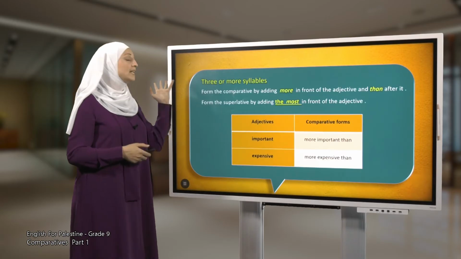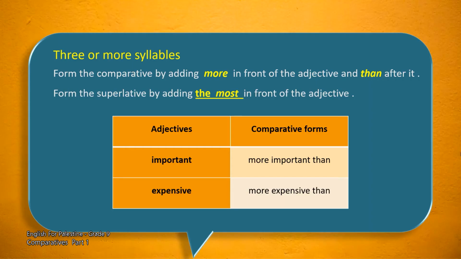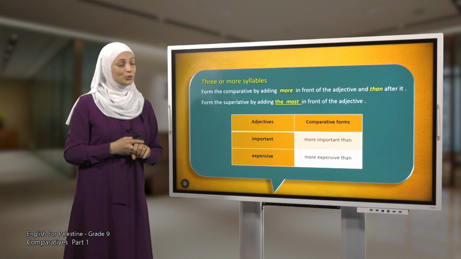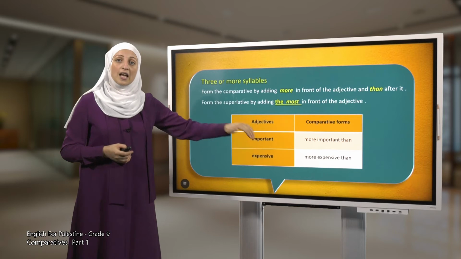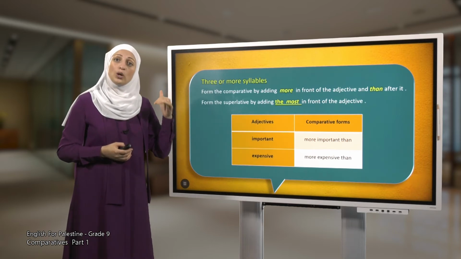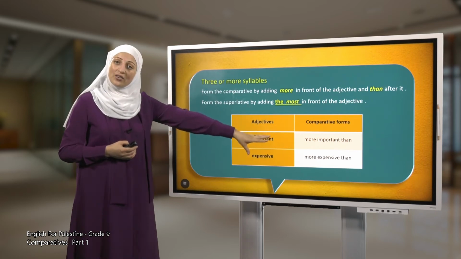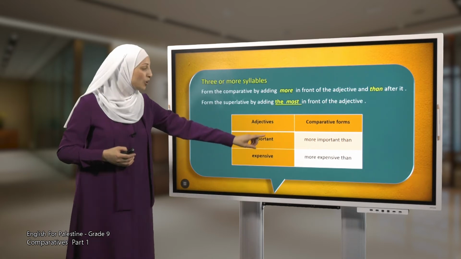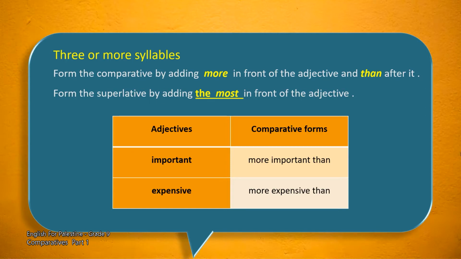Okay, now let's study adjectives with 3 or more syllables. If you have adjectives with 3 or more syllables, you have to add more before the adjective when you compare between two people or two things. Let's study the following examples. I have important here. If I pronounce important, it has more than 2 syllables. So when I compare it between two people or two things, I will add more. So it becomes more important than.